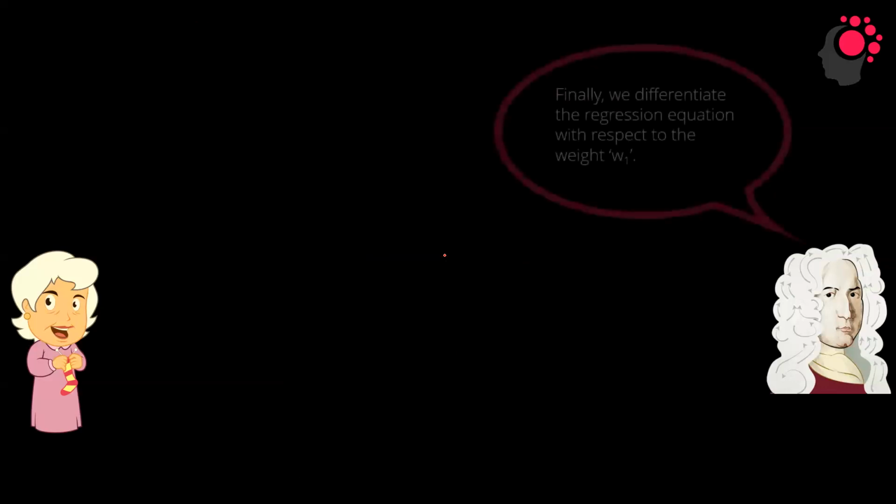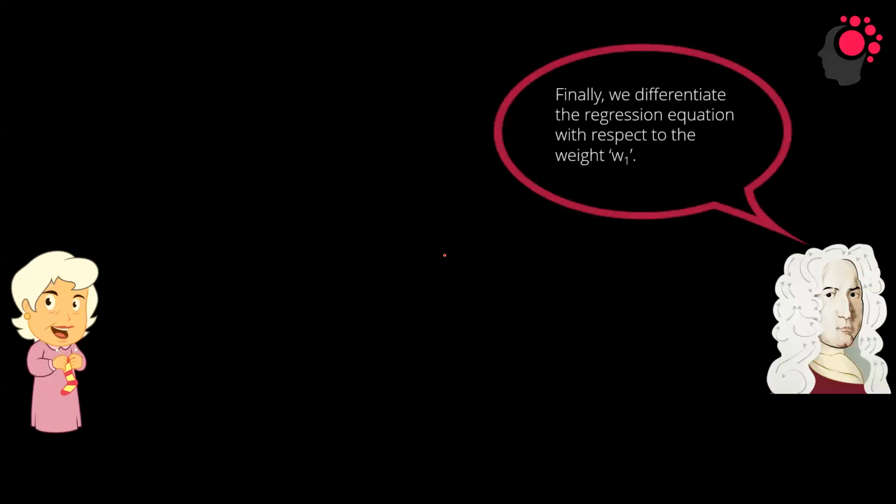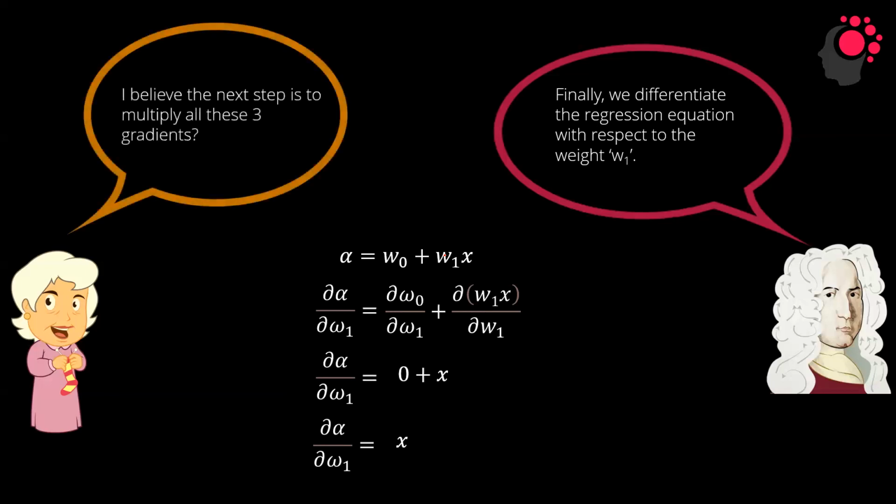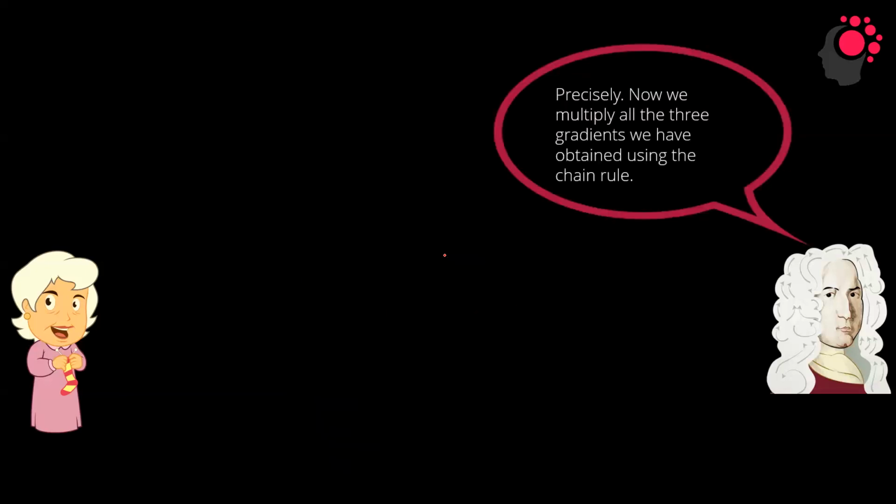Now the final one is the easiest one. Finally, we differentiate the regression equation with respect to the weight W1. You just apply dou by dou W1. Here you'll get the value x, because W1 x differentiated with respect to W1 is x, and the other term is a constant. And the derivative of W1 by W1 is 1. So now we have the 3 gradients, and the next step is to multiply all these 3 gradients. That is precisely what we'll be doing.